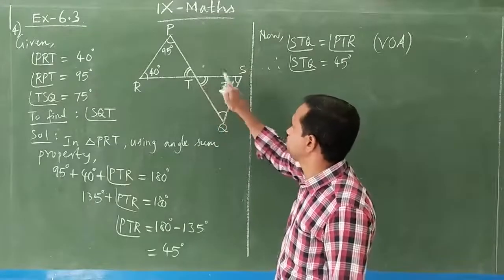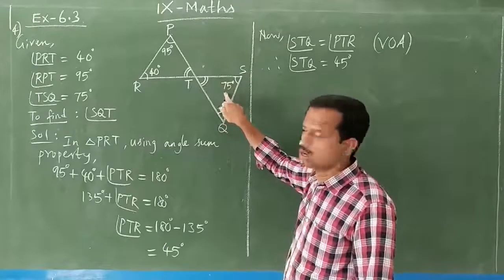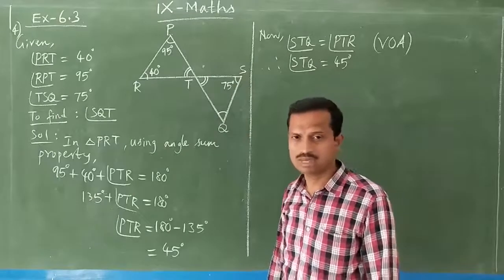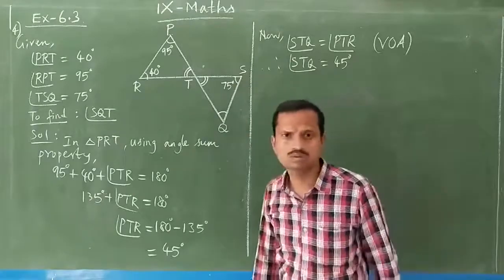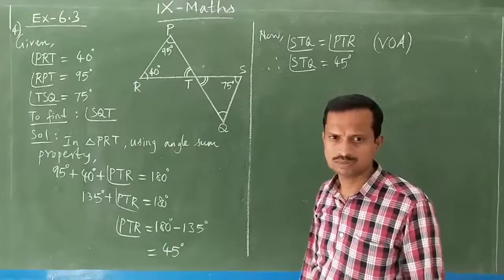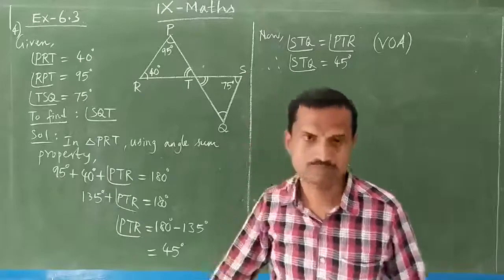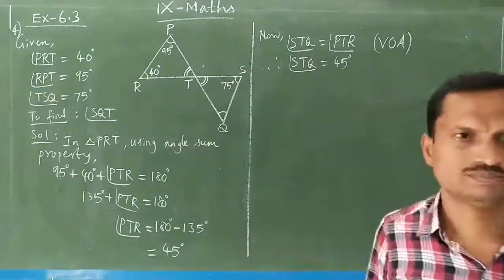Now out of three angles in this triangle, we have two, and the third one we can easily find by applying the same angle sum property. Can you do this as homework? Can you fill it? Okay. Thank you. And next sum, we will see, the two more sums are there.